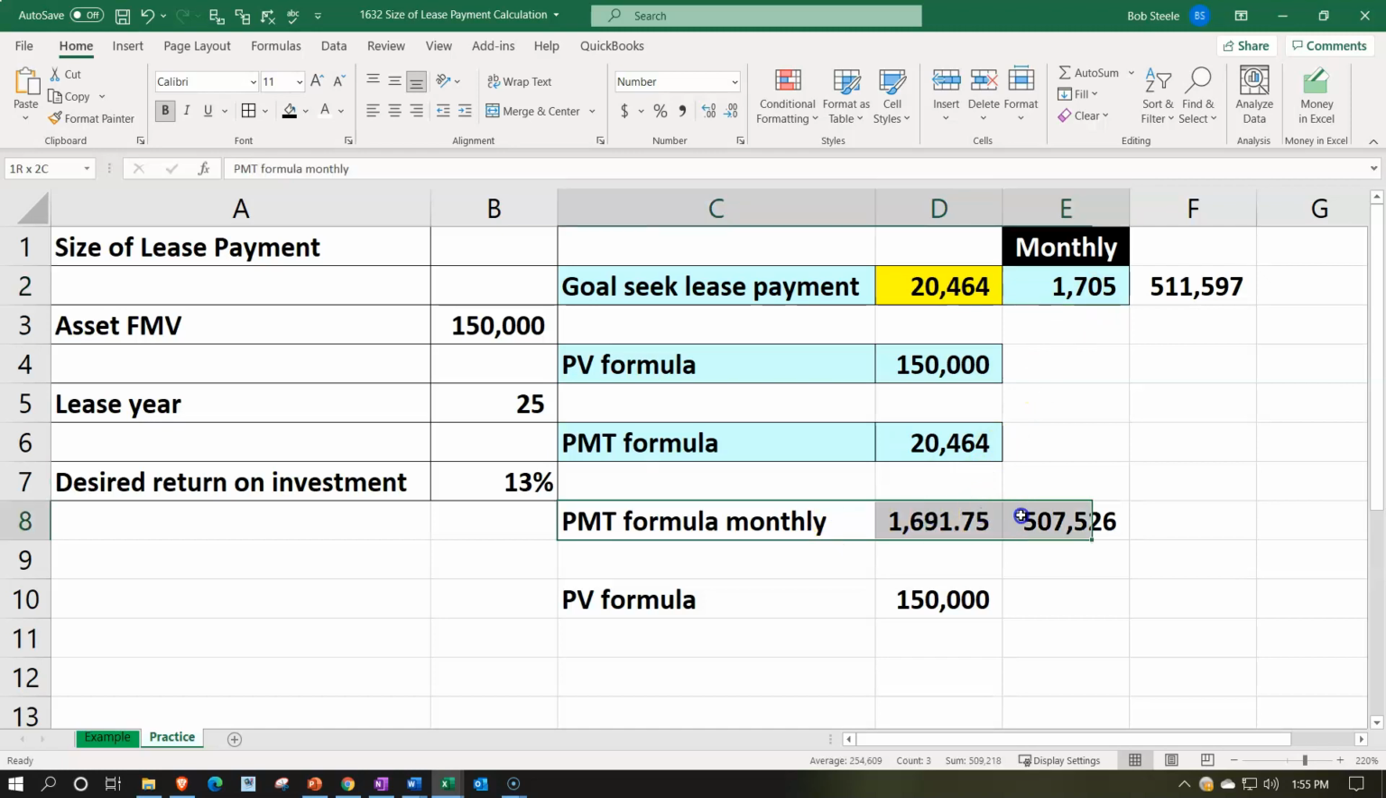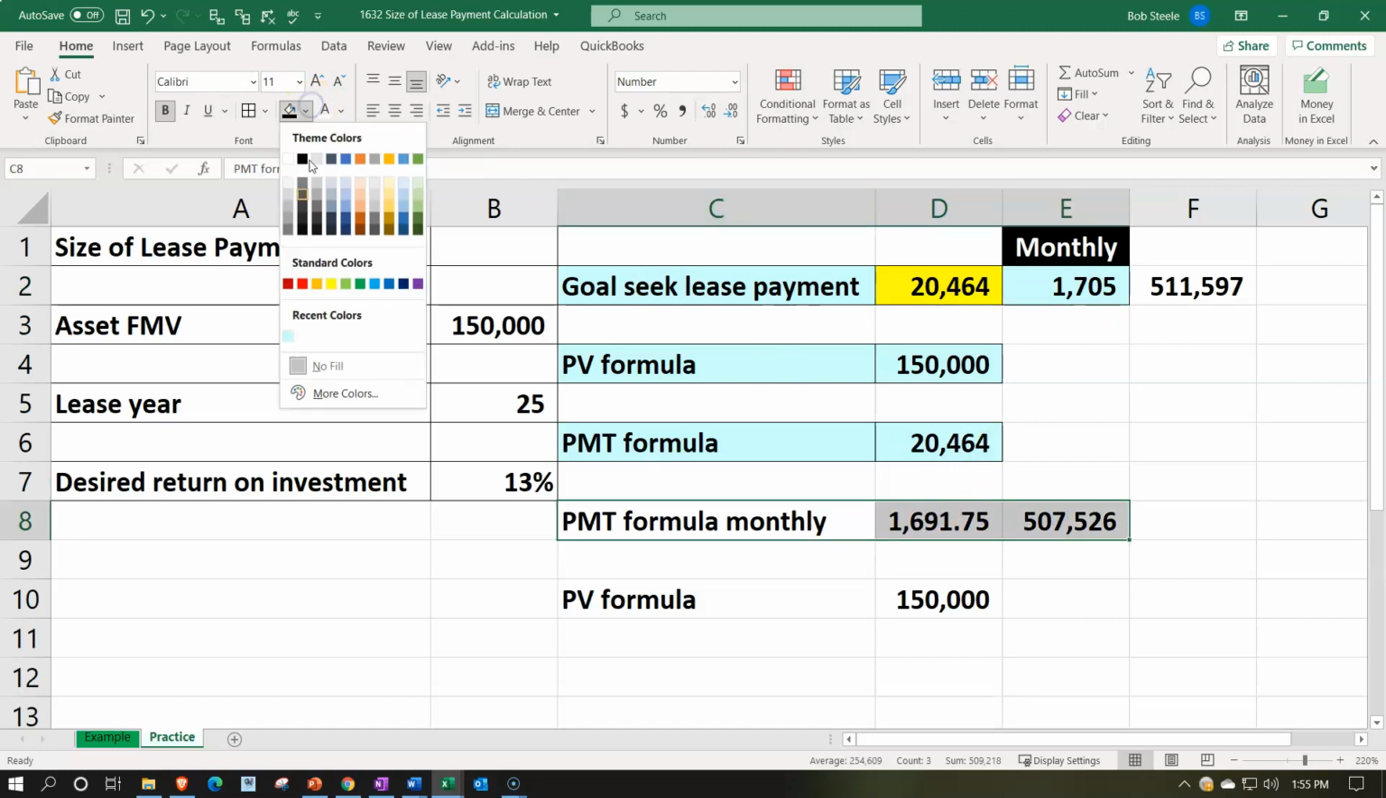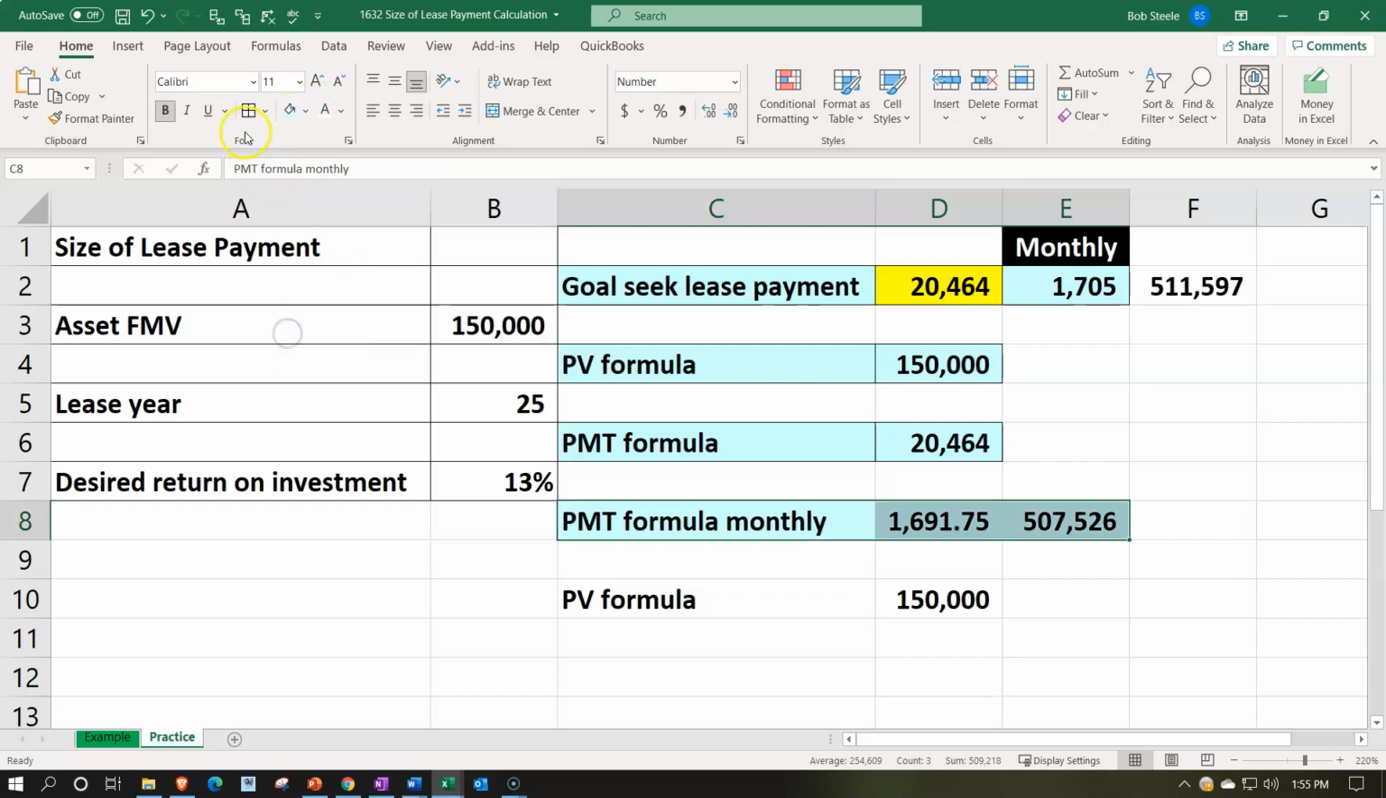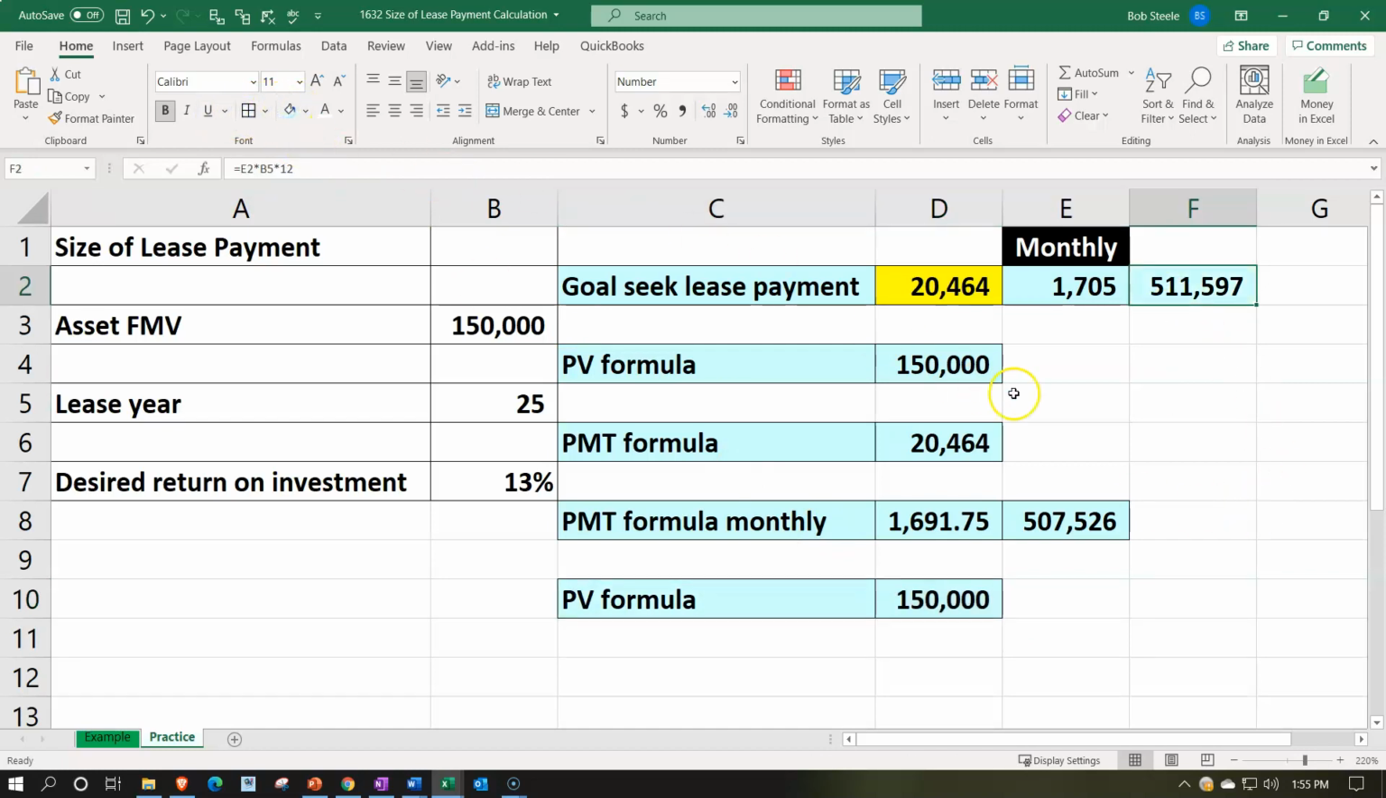So if I then, let's make this blue and make that blue, and then we'll put some brackets around it. We'll make this one blue and put some brackets around that as well. Make this blue, put some brackets around it.